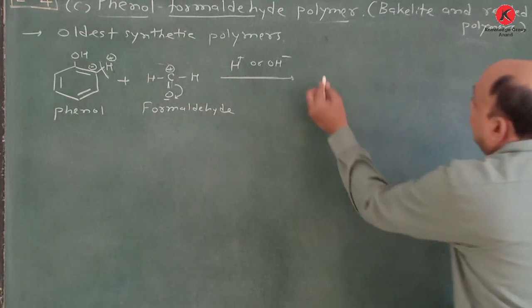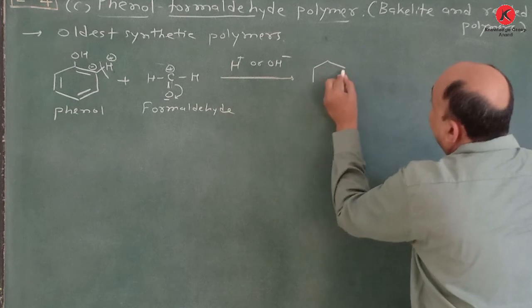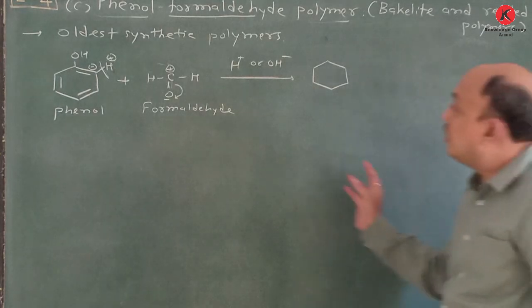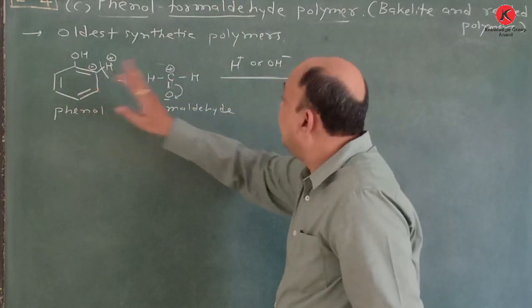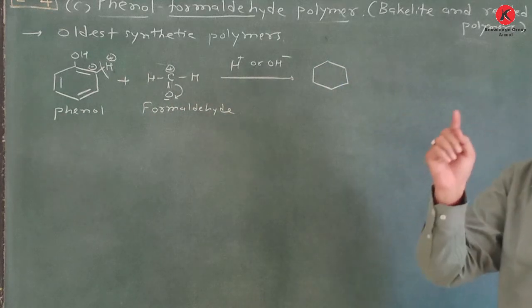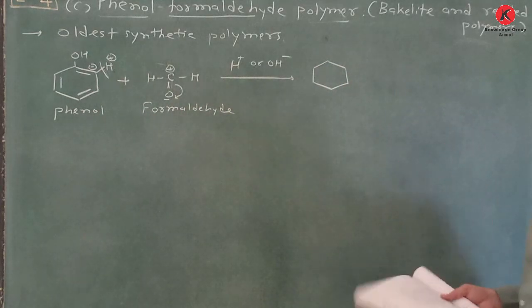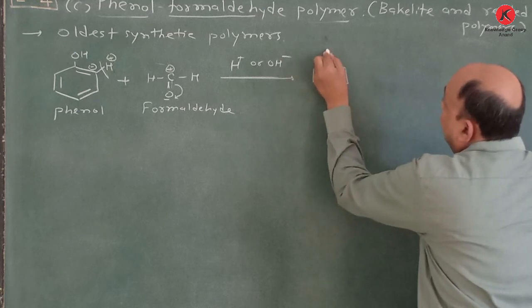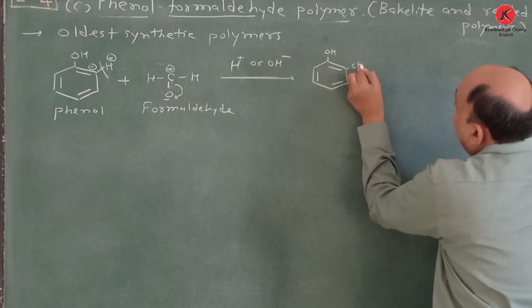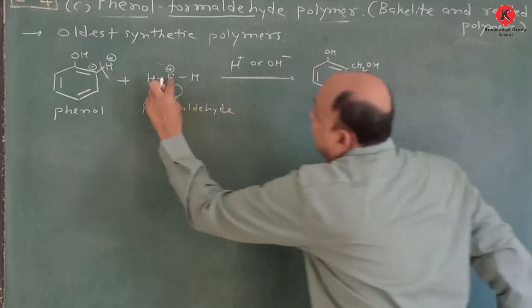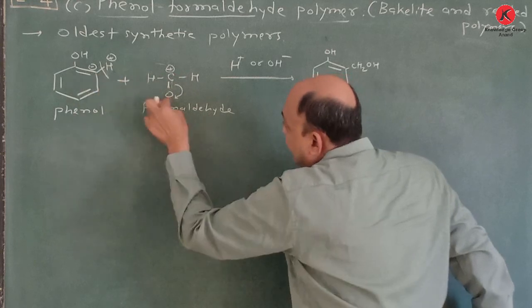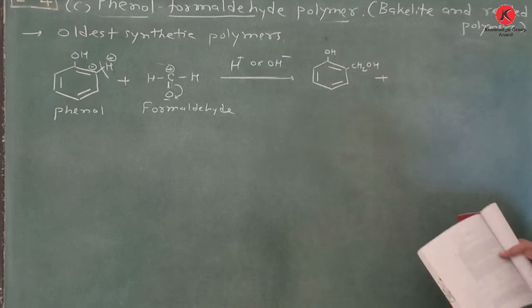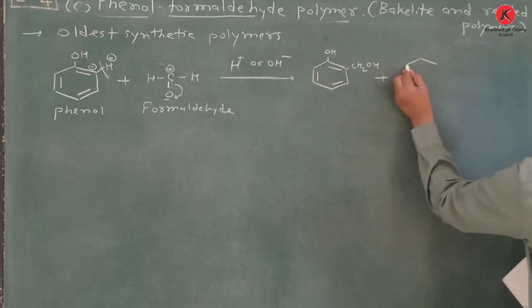or base, we get a mixture of ortho and para. Ortho or para, we can say hydroxymethyl phenol. This is a very important name. Here write down OH. Here write down CH2OH. Just see CH2 and this OH. It's very easy. Plus, once again you have to write the mixture.